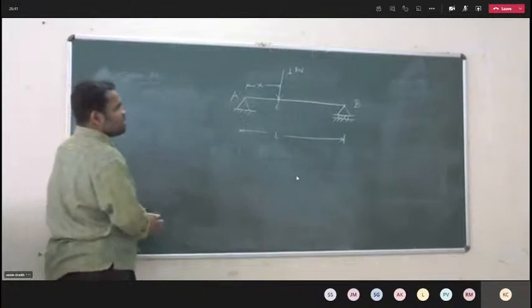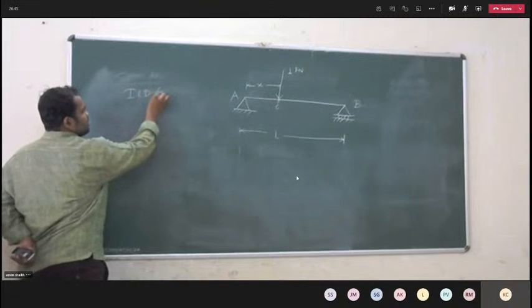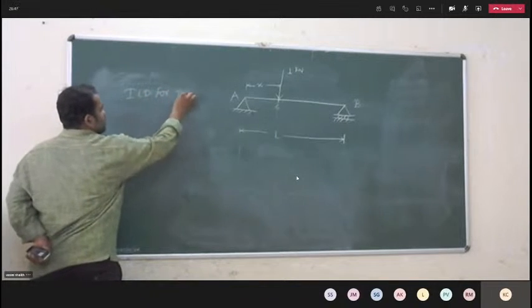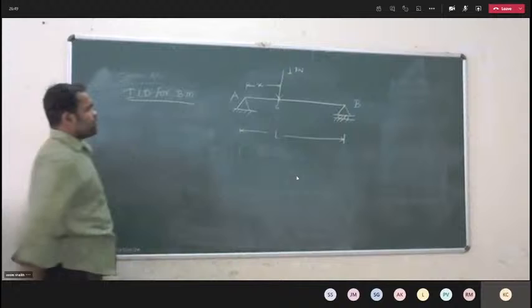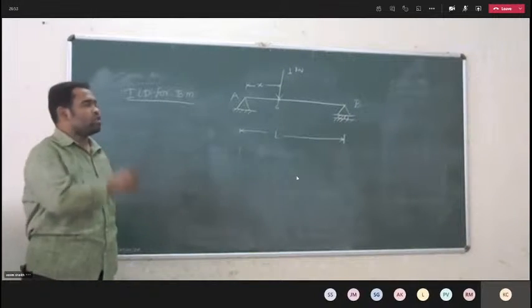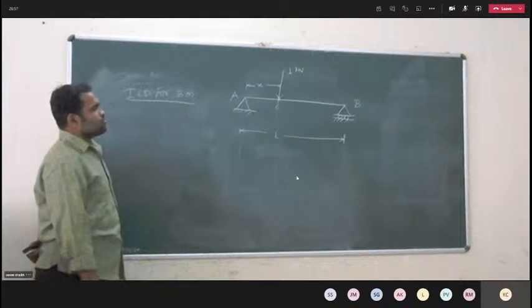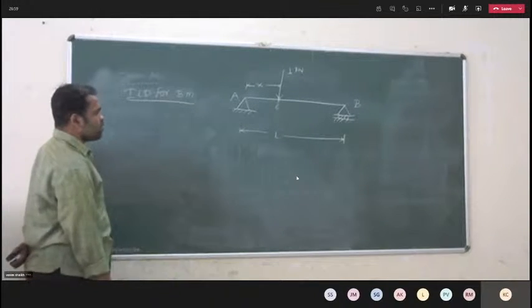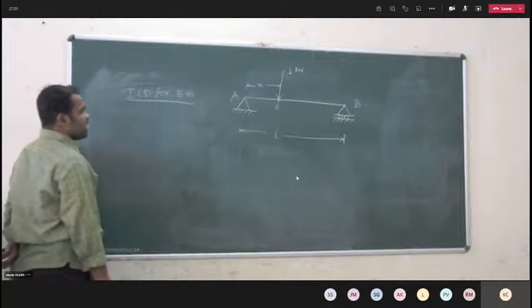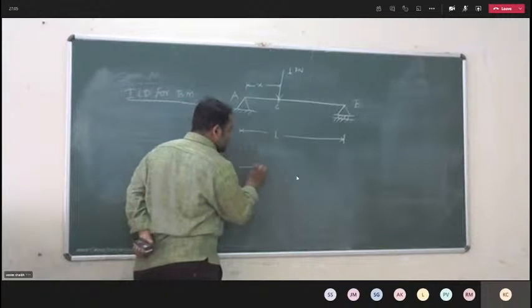Now next, that is ILD for bending moment. As I told, first we have to find out the maximum bending moment, which is below the load or at the center. So the load is now at C, so we have to find out the maximum bending moment at C. For that, again we have to consider the left side and the right side part. So consider the AC.